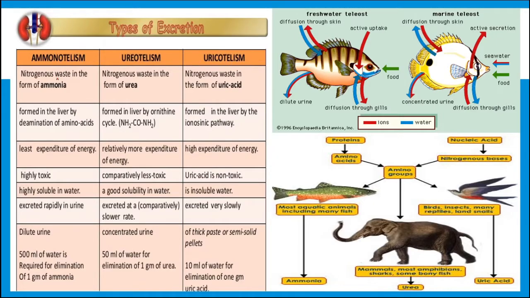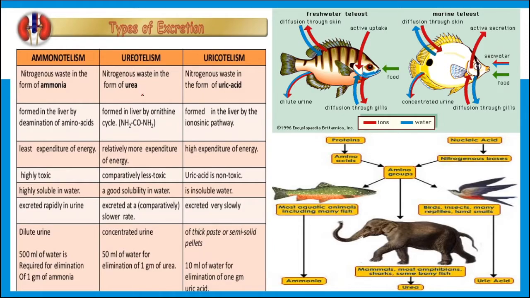In ammonotelism, the nitrogenous wastes are excreted outside in the form of ammonia, and the organisms involved in this process are known as ammonotelic in nature. Ureotelism means the organisms excrete nitrogenous waste in the form of urea, and they are known as ureotelic. In uricotelism, the nitrogenous waste which is excreted outside is in the form of uric acid. Here very little water is excreted outside.